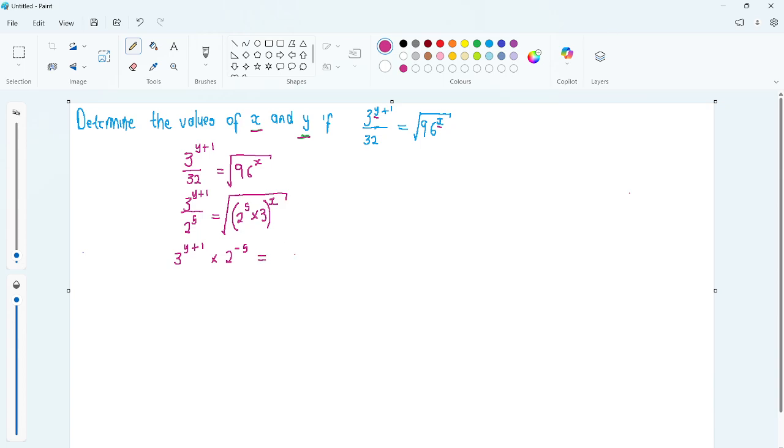All is equivalent to, since now I have the root, it's the same as I divide this exponent by 2. If a is under the square root, and maybe here let's say it's b, this is the same as b divided by 2. So now since we have x here, we have the same as 2 to the exponent of 5 times 3, this whole thing to the exponent of x divided by 2. This is just pure algebra.